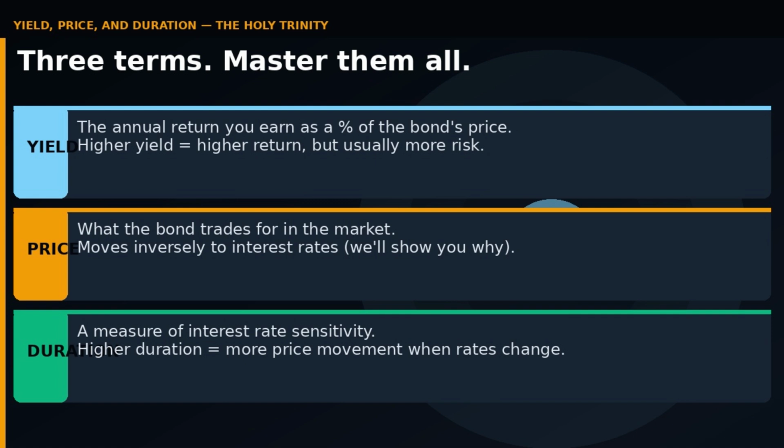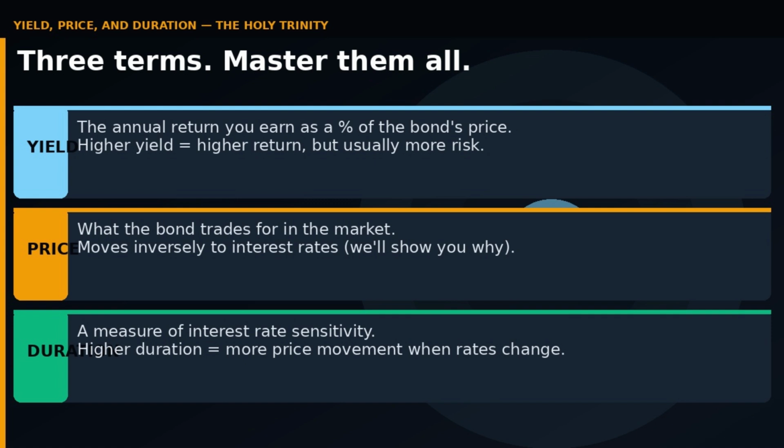Three terms define how bonds behave, and you need to understand all three. Yield is the annual return you receive as a percentage of the bond's current price. It is what you earn for lending your money. Price is what the bond currently trades for in the market. This fluctuates constantly, and it moves inversely to yield, which we will get to in a moment.